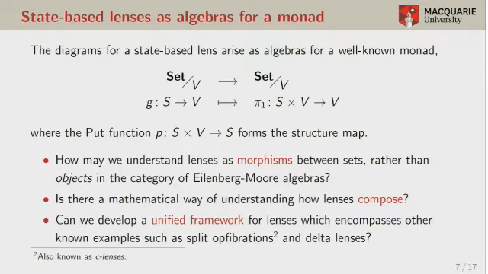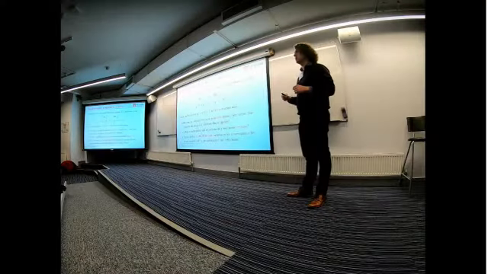Question? You say this is a well-known monad, so what is it? I mean, it's the monad that takes an object in this category, which is a function, and assigns this function, and it has a similar action on morphisms in this slice.